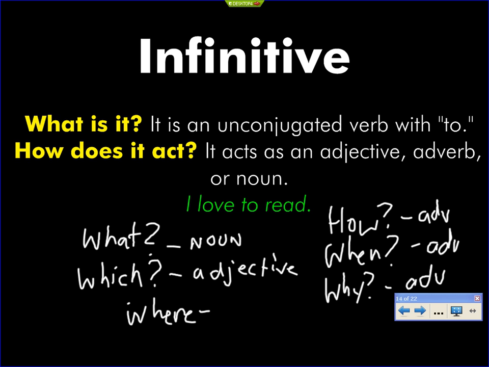A where question. Adverb, or it could be adjective also, depending upon how it's used. But you've got one of those two. Now to back up, Daniel had the right idea and he could see what it was doing. He just needs to make that next connection. So he's saying it's what you love, therefore it's a noun and it's direct object.